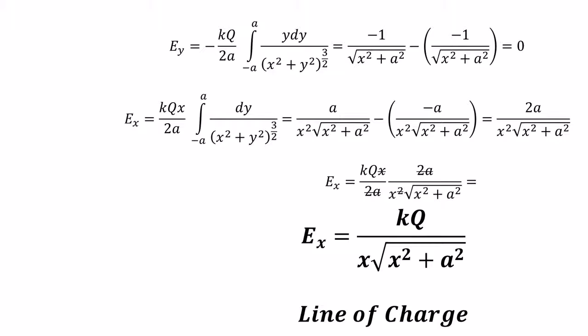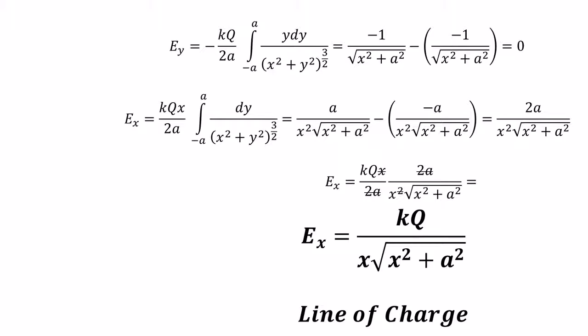The electric field in the y-axis is equal to negative kq over 2a times the integration of y dy over the quantity of x squared plus y squared raised to 3 halves from negative a to positive a. This is equal to negative 1 over square root of x squared plus y squared minus negative 1 over square root of x squared plus y squared. Now, negative 1 minus negative 1 is equal to 0. Since this is a subtraction, both fractions must have the same denominator. So, the final answer for the electric field in the y-axis is equal to 0.